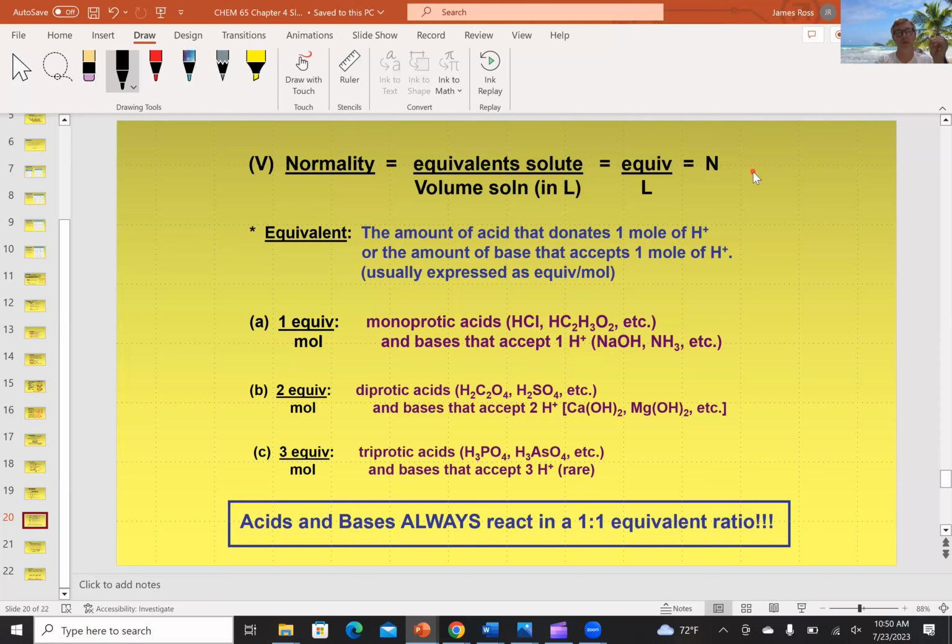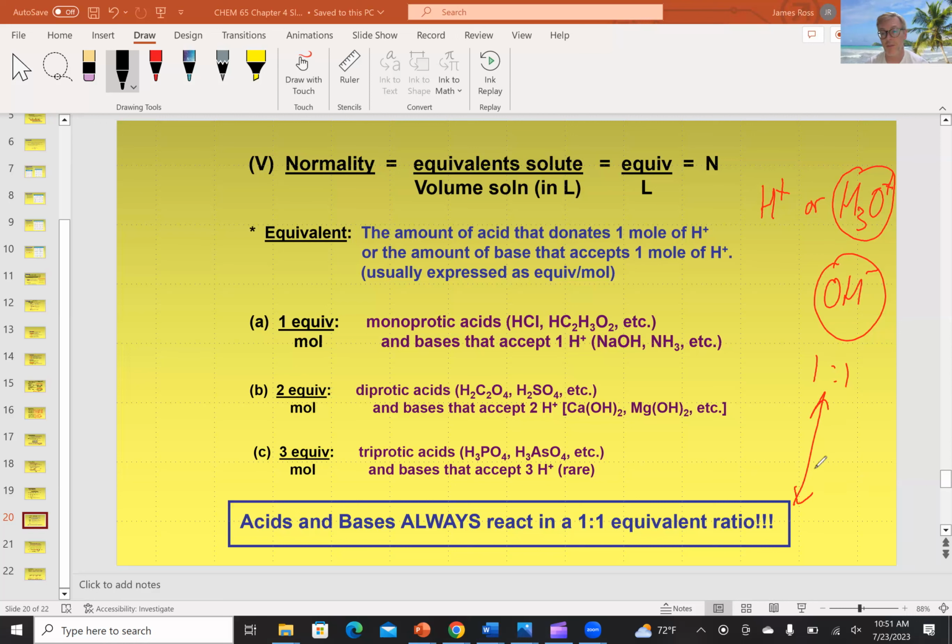The reason why acids and bases are always in a one-to-one equivalent ratio is because of what we mean by an equivalent. Let me annotate this real quick. An equivalent for acid is H+, which we can write as H3O+. An equivalent for base is OH-, and these always react in a one-to-one ratio. By definition. So it doesn't matter what the source of acid or base is, they contribute one equivalent of either H3O+ if you're an acid or OH- if you're a base.